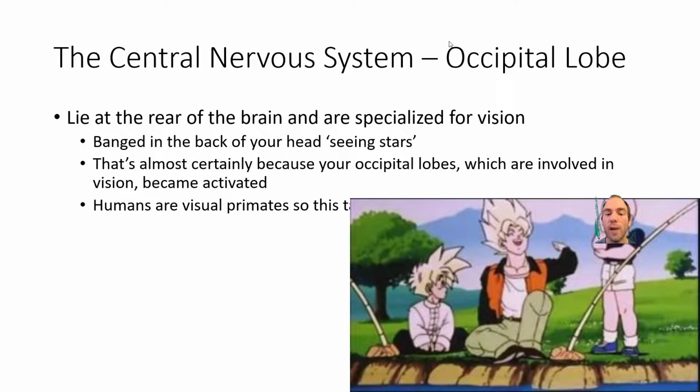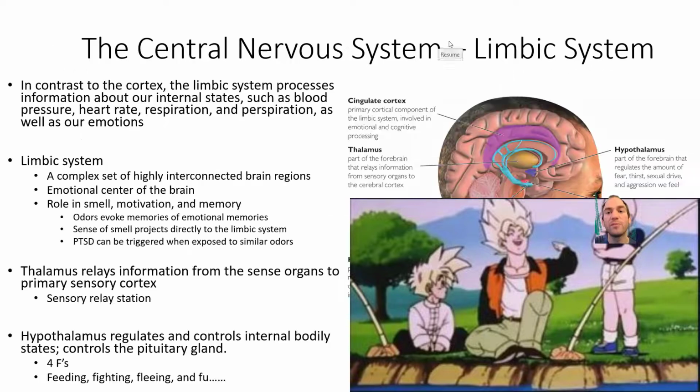Humans are visual primates, so this takes up a lot of space. So as I stated before, the more important a behavior is, or a sense is, in this case vision being very important in humans, the more space it's going to take up in your brain because it's evolutionarily valuable.